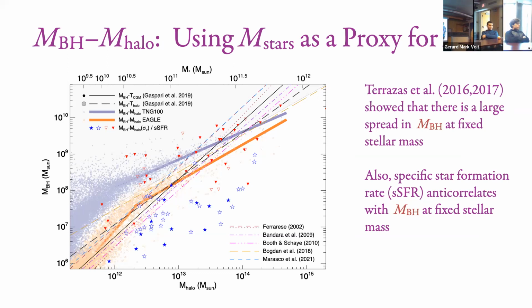Well, the way I would think about it is, without passing judgment on the chicken or the egg, it looks like probably at a given halo mass, the black hole mass and stellar mass are anti-correlated. That's the interpretation-neutral way of making that statement. Why that's the case? Well, that's an interesting problem.